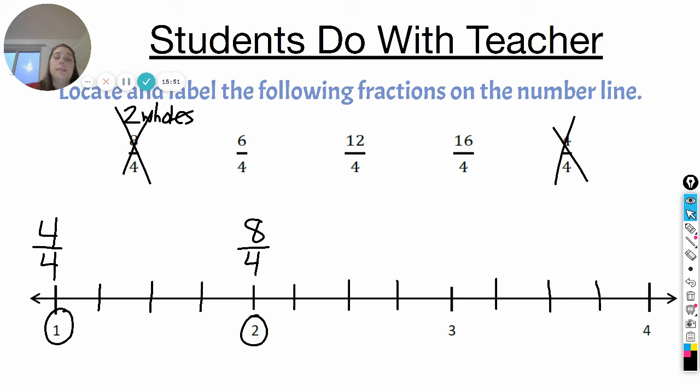Okay, let's go ahead and see if your answers match mine. So the first fraction we're going to do is 6 out of 4, 6/4. I'm going to start at 4 and keep counting until I get to 6. So 4, 5, 6. So this line here should be 6/4.